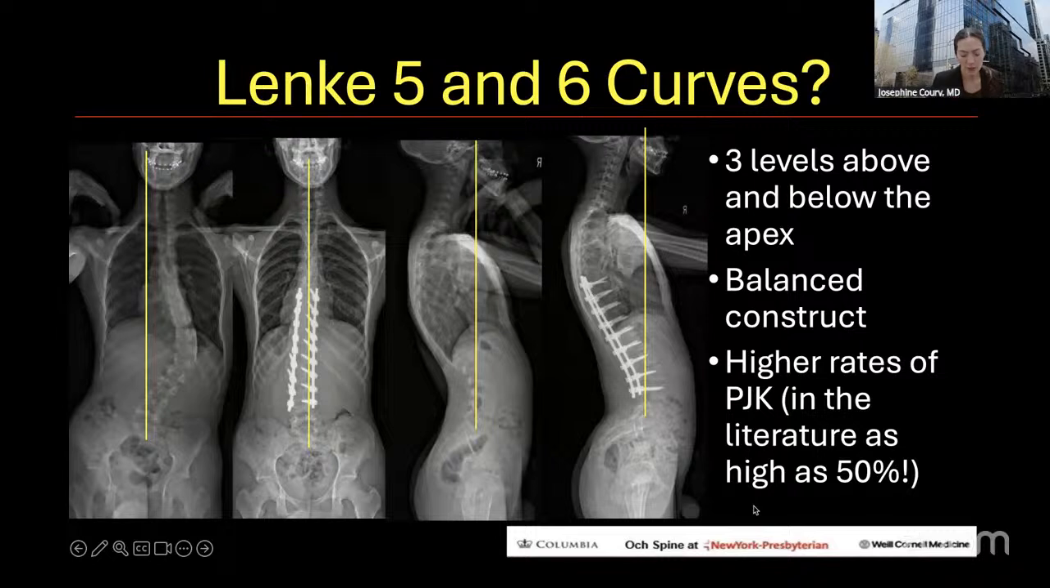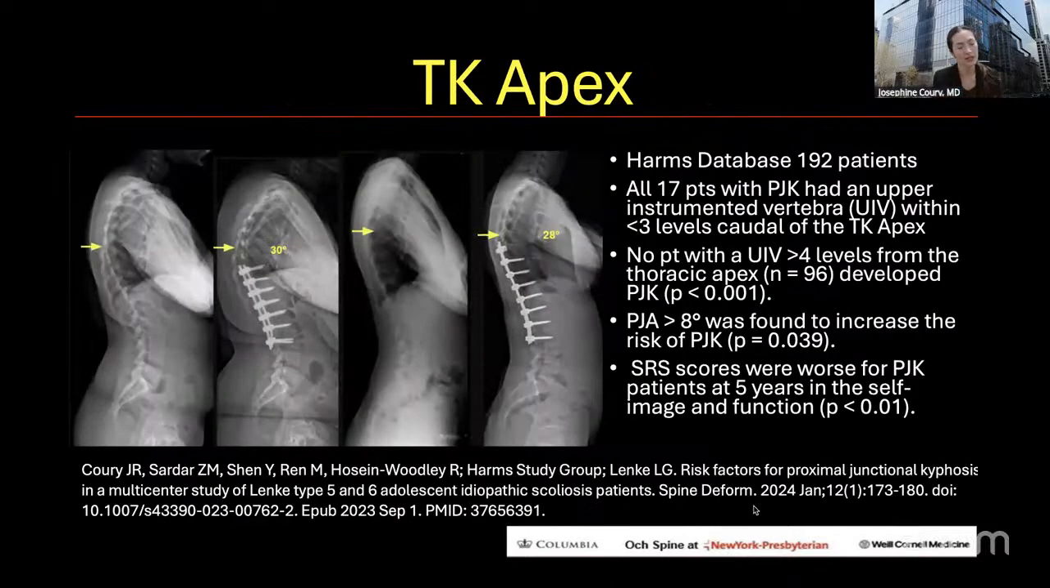But one important concept that we studied with the Lenke 5 and 6 curves is that these patients have a really high rate of PJK when they undergo selective thoracolumbar and lumbar fusions, not when they have a full T2 to L4 fusion. In some studies in the literature, the rates are reported as high as 50%. So we did a study with the HARMS database, which had 192 Lenke 5 and 6 curves, which, as we all know, is a more rare curve subtype. This is the largest study of Lenke 5 and 6 curves that's been published now.